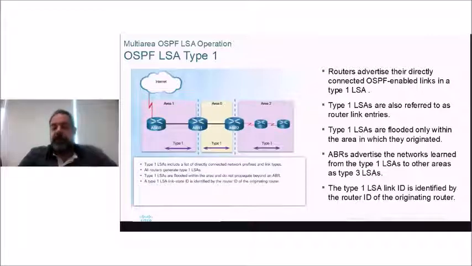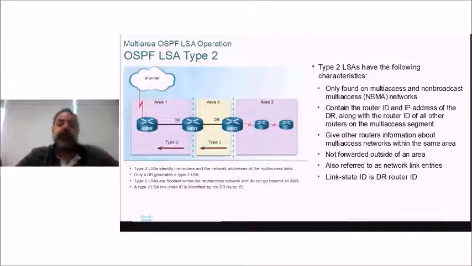It's also called a router link entries LSA. So the LSAs are flooded only within the area in which they originate. ABRs advertise networks learned from Type 1 LSAs to other areas using Type 3 LSAs. The Type 1 LSA link ID is identified by the router ID of the originating router. And so from the diagram, Type 1 LSAs include a list of directly connected network prefixes and link types. All routers generate Type 1 LSAs. Type 1 LSAs are flooded within the area and do not propagate beyond an ABR. Type 1 LSA link ID is identified by the router ID.